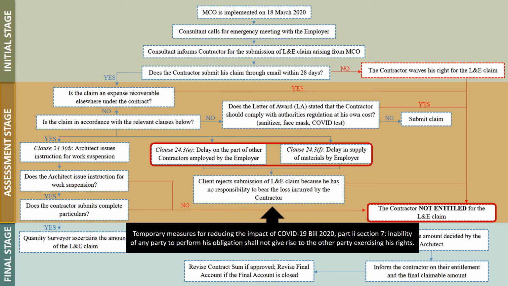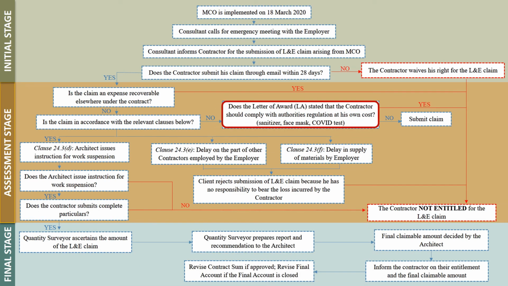Furthermore, we shall also refer to the letter of award to verify whether it has stated that the contractor should comply with the authority's regulation at his own cost. After that, the QS will start to assess the L&E claims particulars submitted by the contractor and request further information if necessary. Now we move on to the final stage.